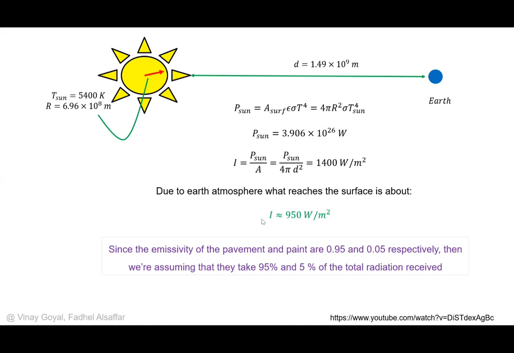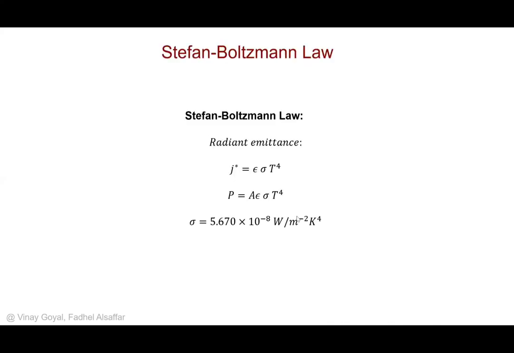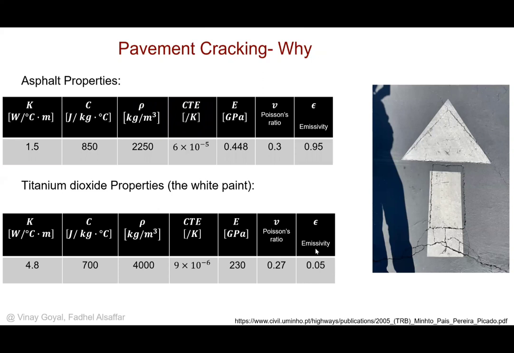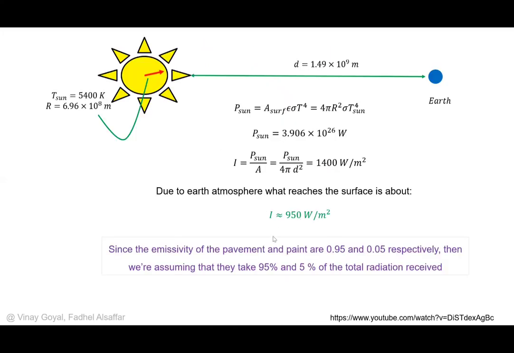But to our end, we want to use this value as a power input, or heat flux, in Abaqus. For our materials, we have the pavement and the paint, and their emissivities. The pavement and the white paint have emissivity of 95% and 5%. So we're assuming that we're only getting 95% and 5% of that value for the pavement and the paint respectively.